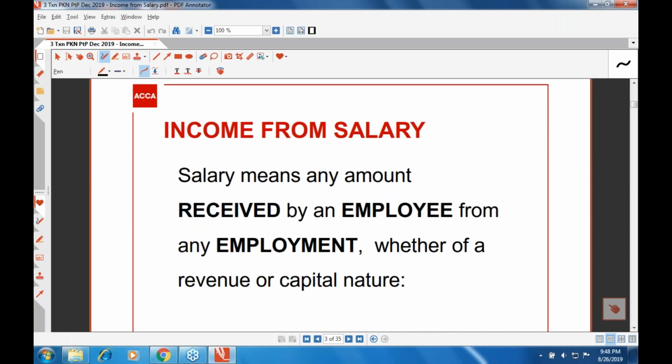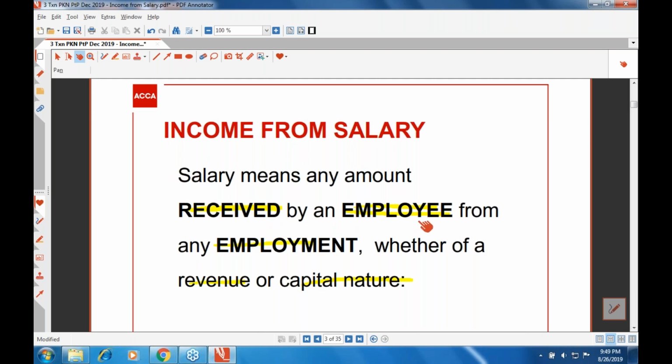It says salary means any amount received by an employee from an employment, whether of a revenue or a capital nature. Now, you need to focus on the definition of the word salary, and what exactly the components of this salary are. The first thing it says is that salary means any amount received. What exactly do you mean by the word received? The dictionary meaning of the word received is simply to have received. But when it comes to tax, the word received under the tax rules has a different meaning. So you need to understand the definition of the word received as per the tax rules.